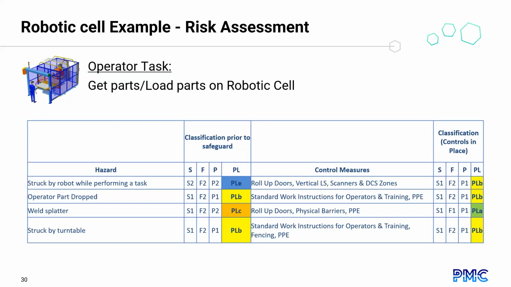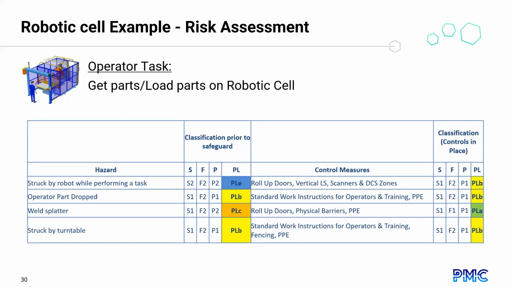We then obtain the performance level PLB. Okay, that's a low risk to the operator. And what can be done here to improve the level of performance and the operator safety? What kind of control measures can we implement here? So again, the operator can go to some training or use standardized work instructions, and can also use personal protective equipment.